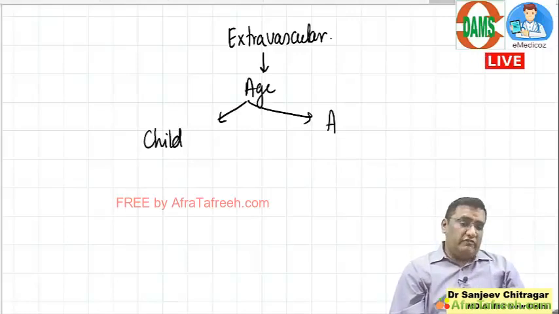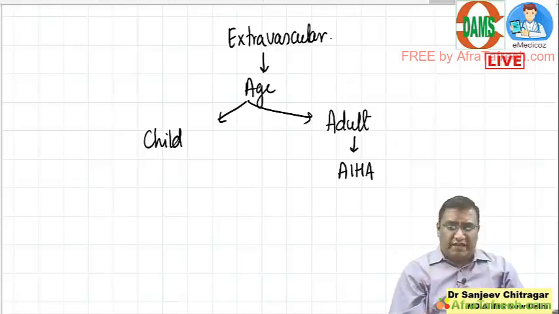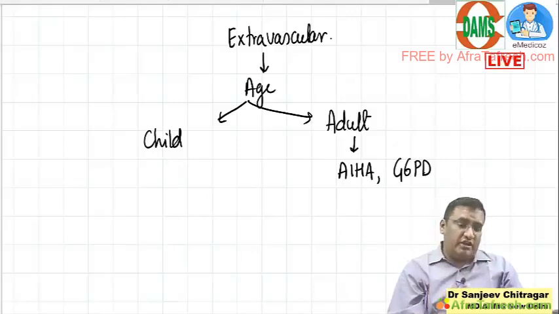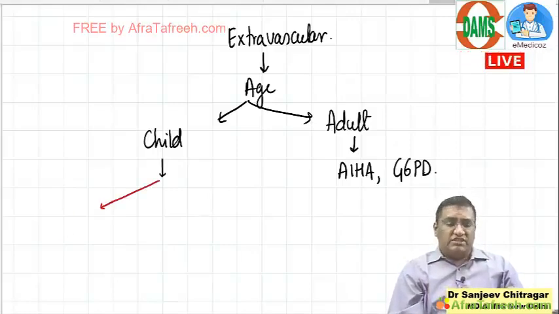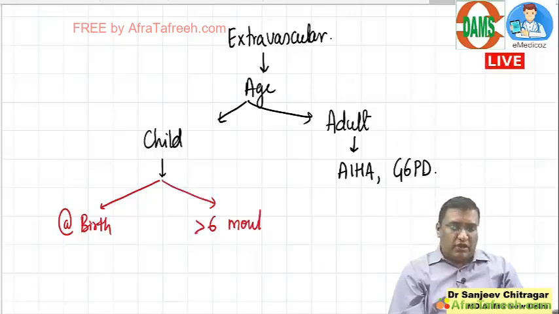In extravascular hemolysis, age is a very important keyword. Child or adult? If it is an adult, then you can suspect AIHA. Already I told you the keywords for AIHA. G6PD deficiency, although inherited, can present in adulthood. If it is a child, very, very important is the age of onset: presenting at birth or after 6 months.